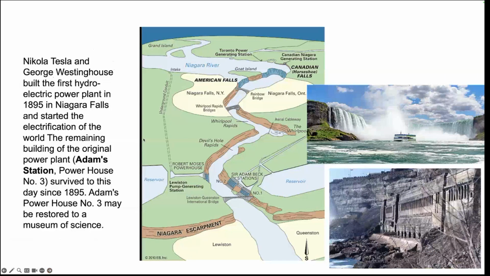Now, one of the biggest things that happened was the building of the first hydroelectric power plant in 1895 at Niagara Falls, and they started the electrification of the world. So there's Niagara Falls. They took some of the water around, and these were the places where they generated the power from the falling water. But this is the old 1895 plant.